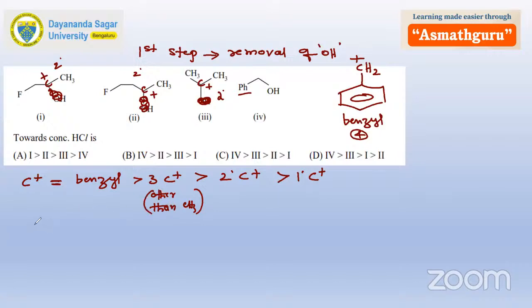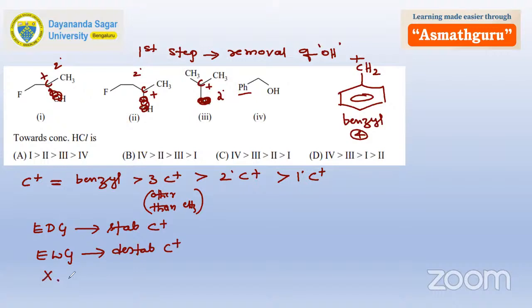And also remember, electron donating groups stabilize carbocation. So electron withdrawing groups destabilize carbocation. Which are the electron withdrawing groups? Chlorine, bromine, iodine, nitro groups, CN groups, and COH groups. They all destabilize carbocation. And when you say that, fluorine is a withdrawing group.